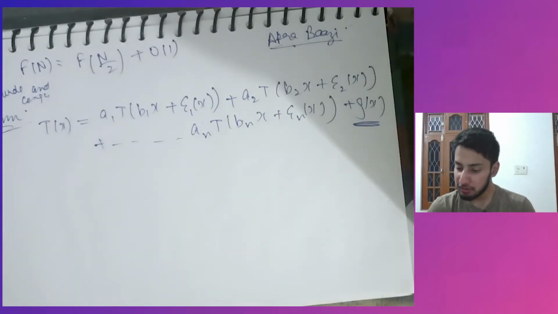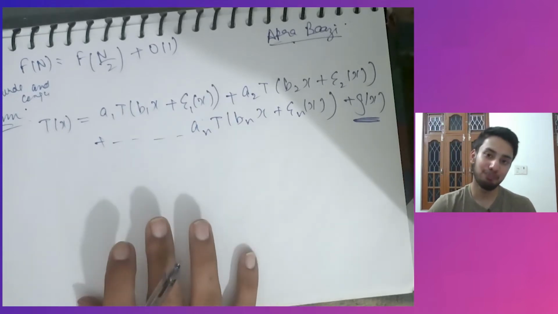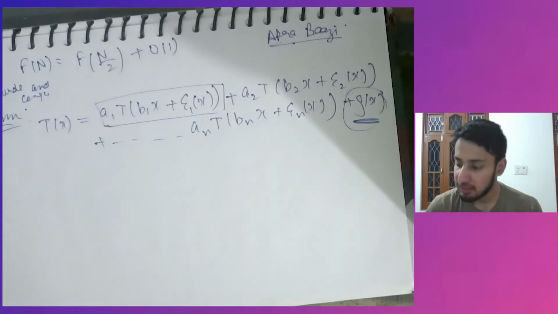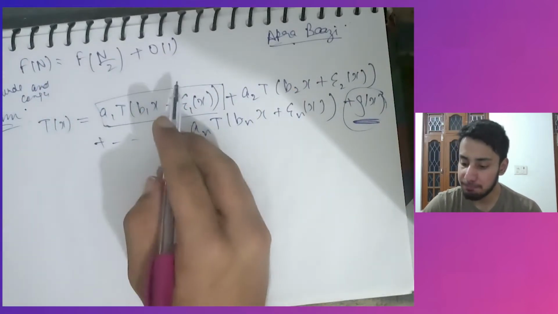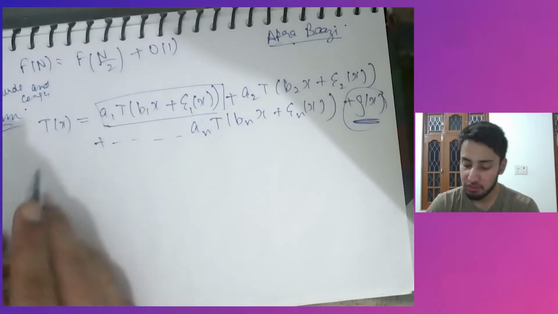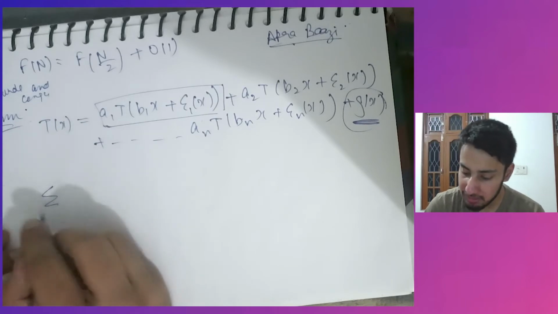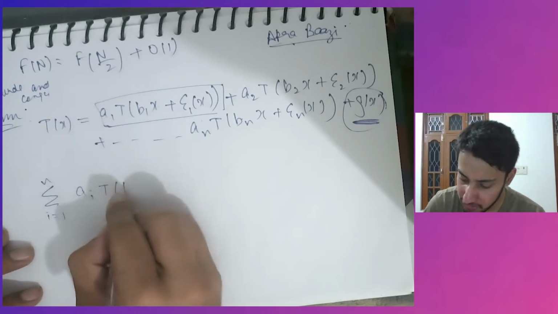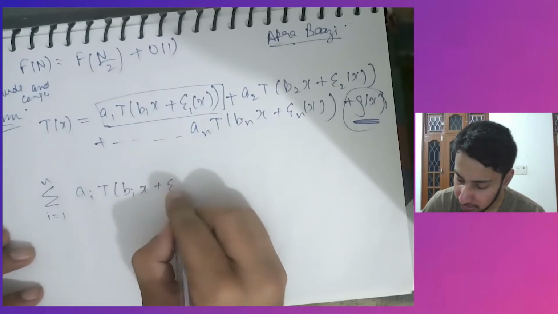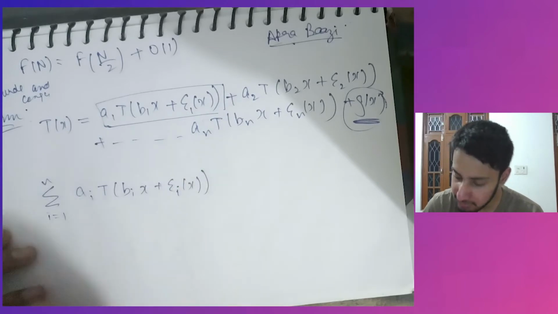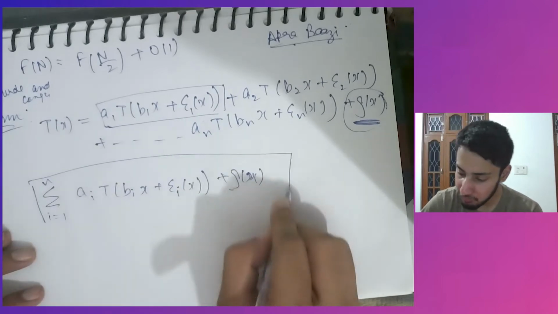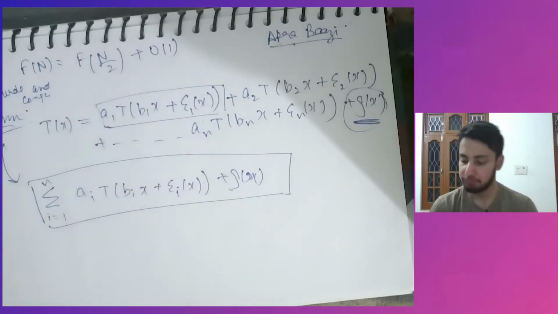This is the form. Nitish, OMG, we have to learn every single thing? No, just learn this stuff and just remember this. You have to basically add these new things. So what I want to say is something like this: sum over i equal to 1 to n, where ai T of bi x, plus g of x. This is the form of divide and conquer.